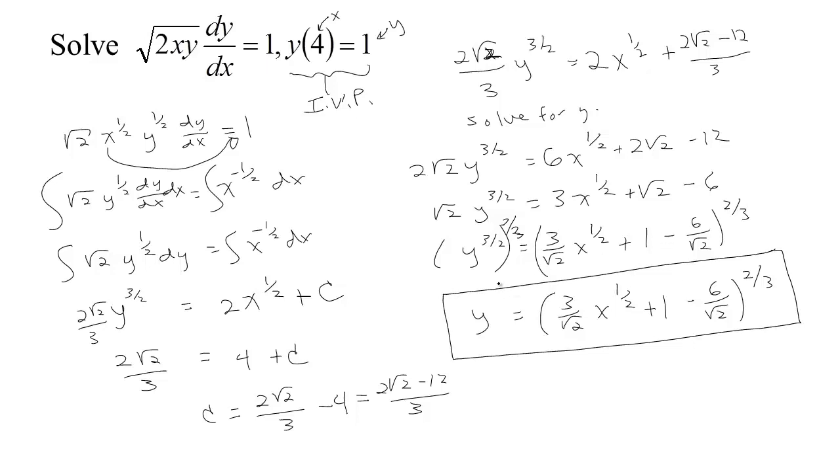And we've recovered that, and if you check it, this will satisfy this pattern in the derivatives. If you take dy/dx and multiply it by the square root of 2xy, you'll get 1, but also if you plug in 4 for x, you'll get out 1 for y.